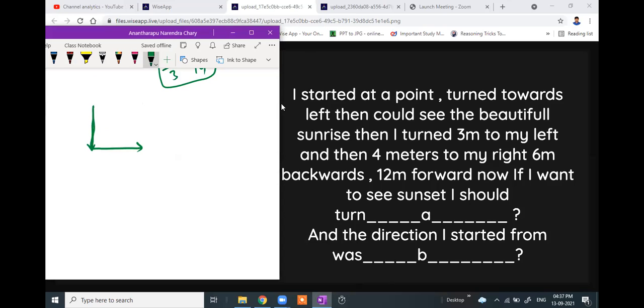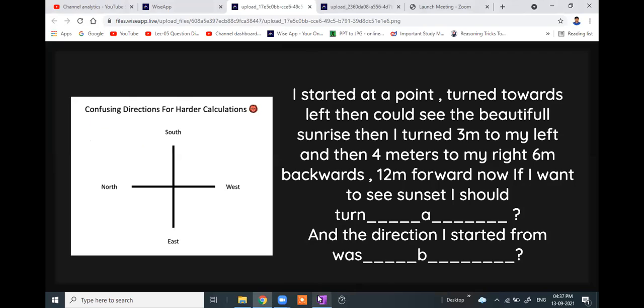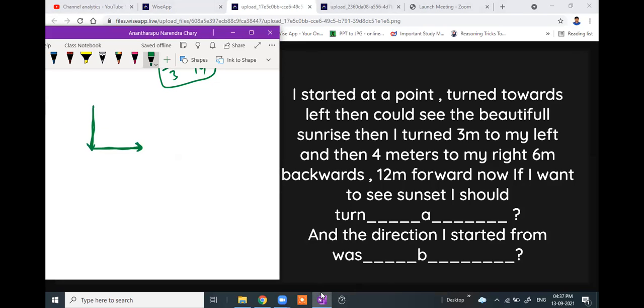Initially, he is moving towards south. From there, after taking a left turn, he could see the sunrise. Then I turned 3 meters to my left. So from here, 3 meters leftward. Then 4 meters to my right. So from here, 4 meters right. Then 6 meters backwards, which means going back again. Already 4 is there, that's why I'm writing 2 here. And 12 meters forward.